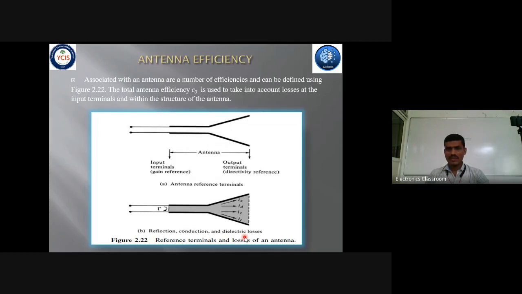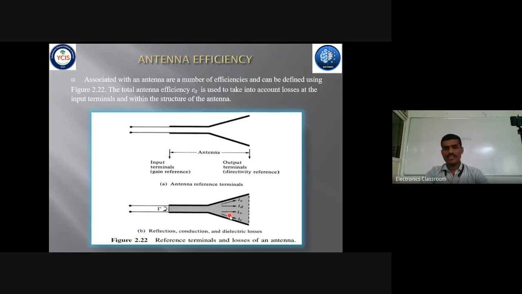Your antenna rod is a metal rod. In that particular metal, some of the energy is consumed. Some of the radiation is consumed. These are considered as conduction losses or dielectric losses.